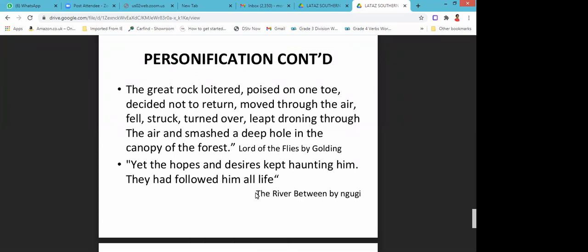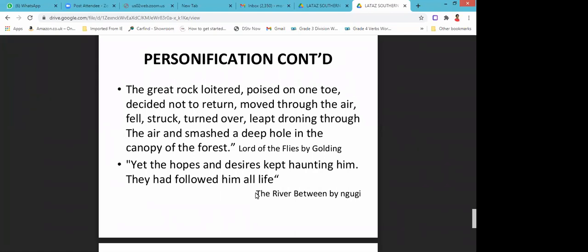Then another example of personification: the great rock loitered, poised on one toe, decided not to return, moved through the air, fell, struck, turned over, leapt drowning through the air and smashed a deep hole in the canopy of the forest. This is from Lord of the Flies, sorry. The rock is still, doesn't move, but we're giving it the human quality of moving, poised on one toe like a ballerina, so we can have that visual effect.